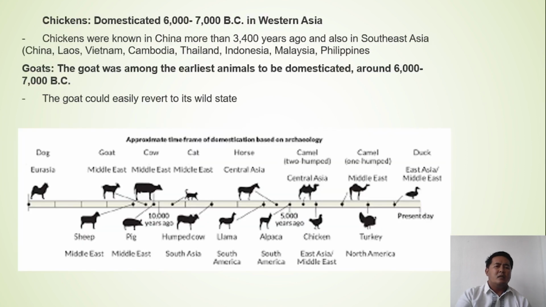Okay? So chickens are domesticated 6,000 to 7,000 BC in Western Asia. Chickens were known in China more than 3,400 years ago and also in Southeast Asia: China, Laos, Vietnam, Cambodia, Thailand, Indonesia, Malaysia, and the Philippines. Okay, so the goat was among the earliest animals to be domesticated around 6,000 to 7,000 BC. And the goat could easily revert to its wild state.